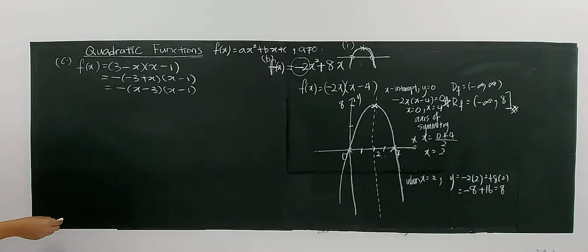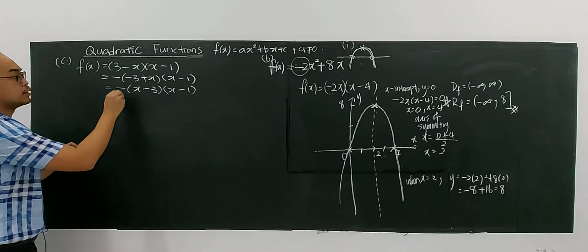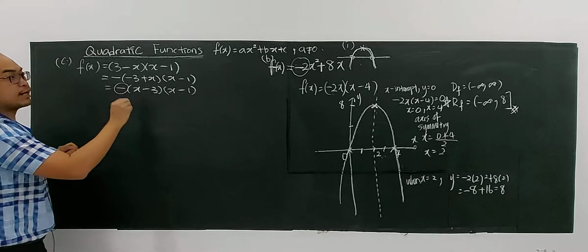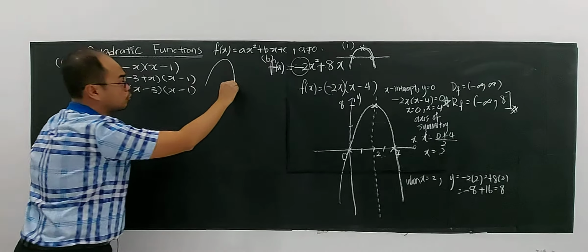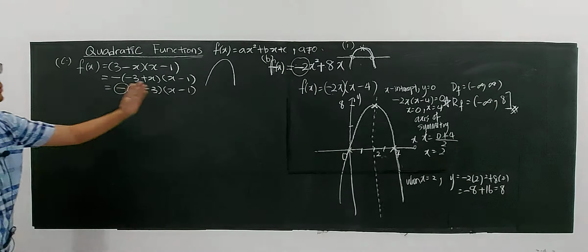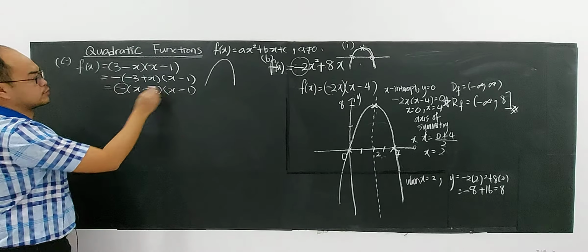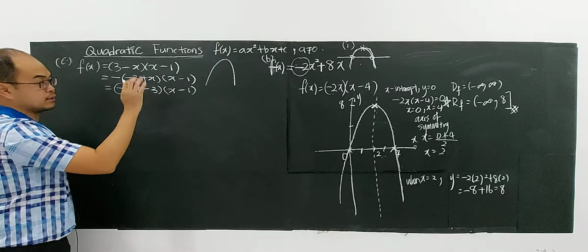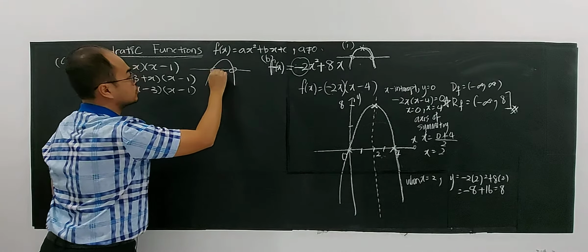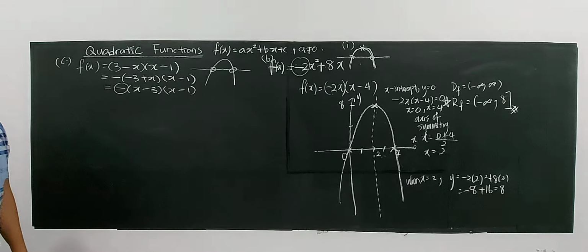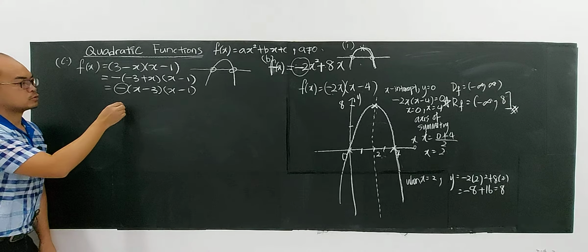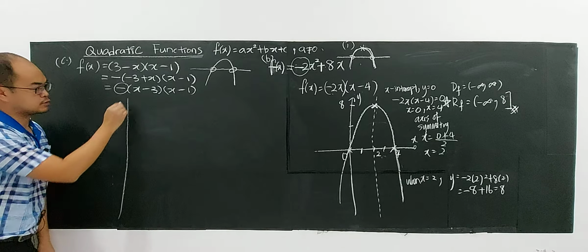But the problem here will be there is a negative here, right? The negative here is telling you that it's open downwards, right? If open downwards, because there are two factors, there must be two intersections with the x-axis. So now you know the graph. Okay, you sketch the graph.